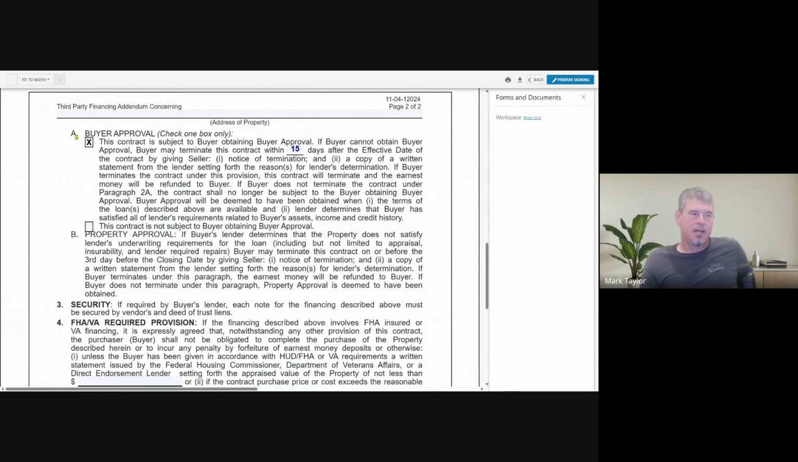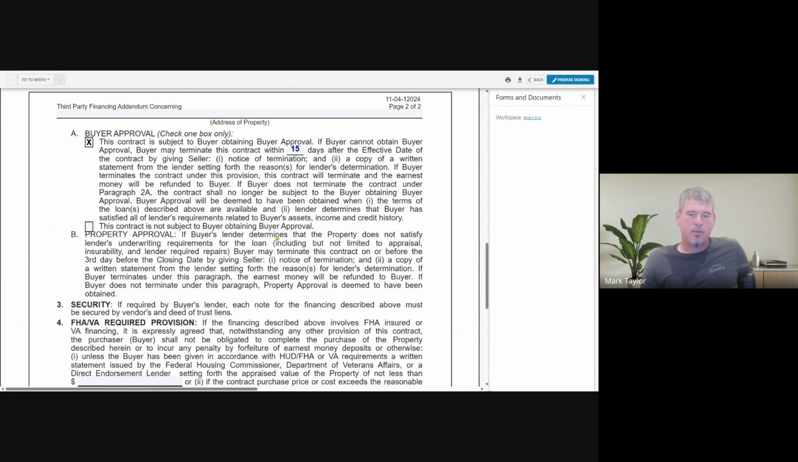What you have to realize is that this box here is just buyer approval. This is essentially saying that the lender determines the buyer has satisfied the lender's requirements for assets, income, and credit history. This has to do with the buyer. An appraisal has nothing to do with the buyer. So if you look below, you've got property approval. An appraisal has to do with property approval.